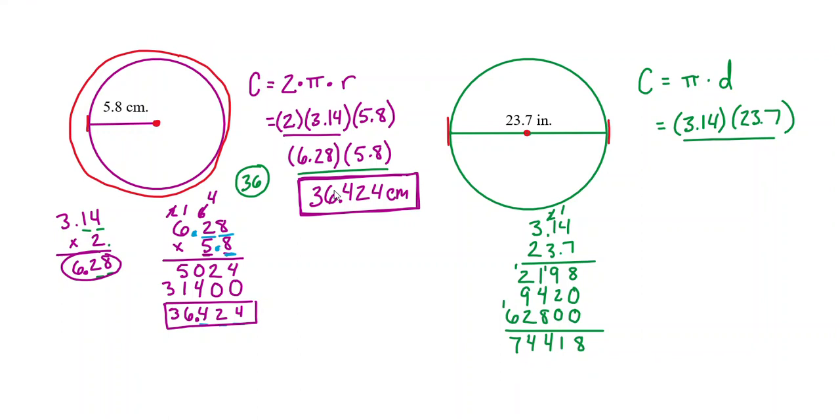Now we need to ask the question, how many places do we have here? So 3.14, 1 and 4, after the decimal, that's 2. 23.7, the 7 is after the decimal, that's the third place, so we can count 1, 2, 3 places, and put in our decimal. So we have 74.418 inches.